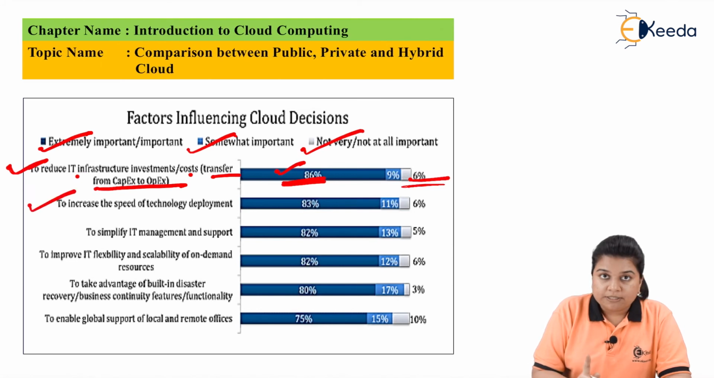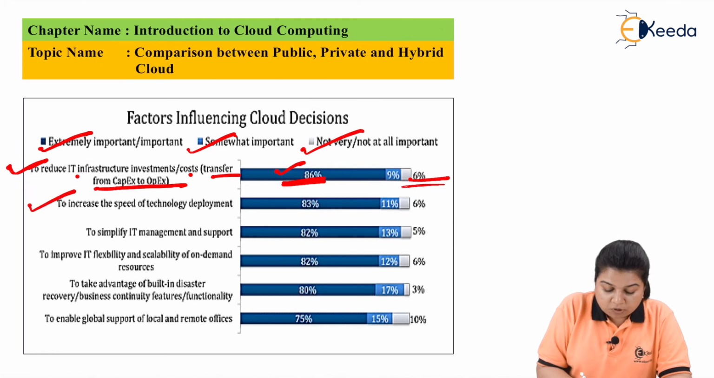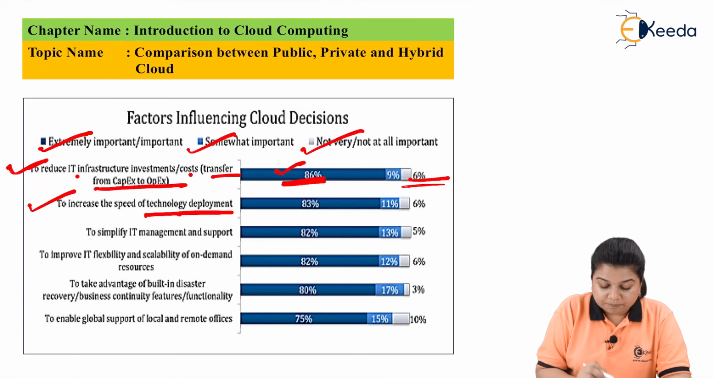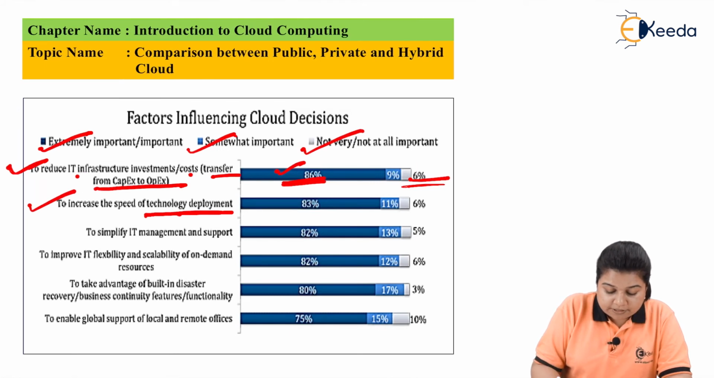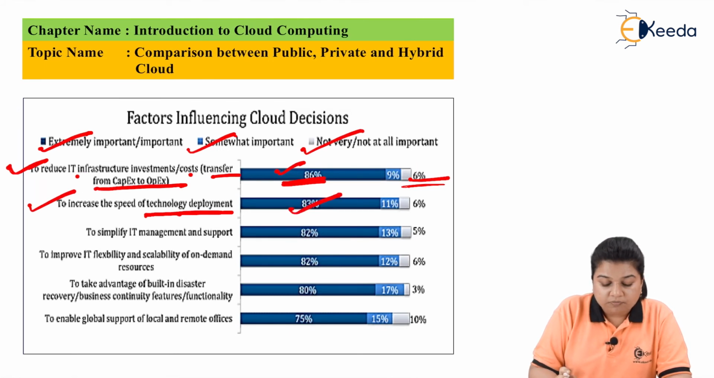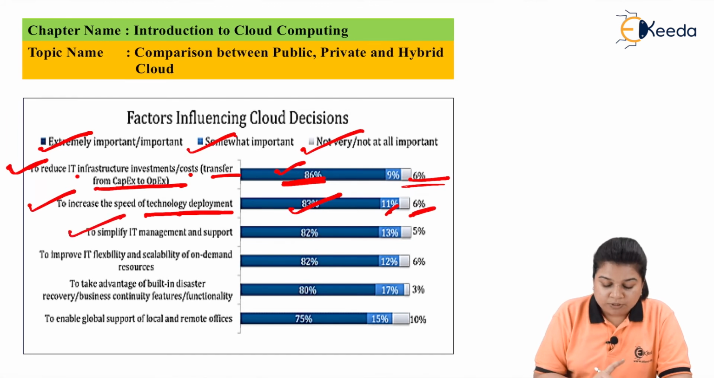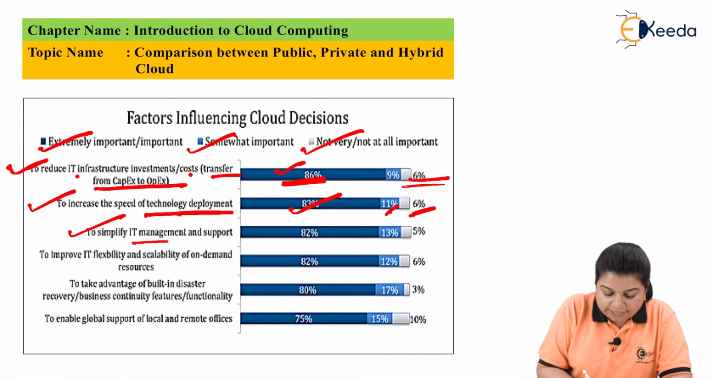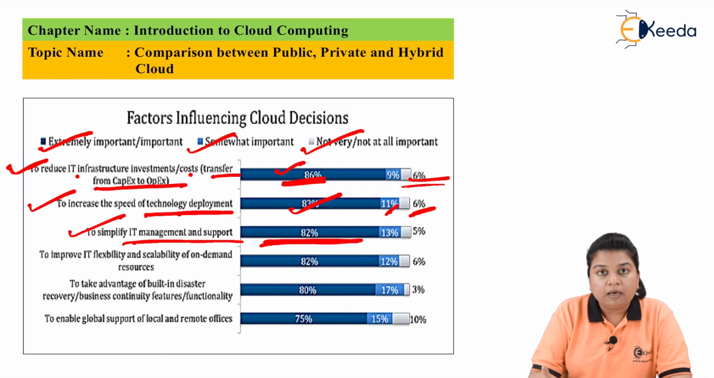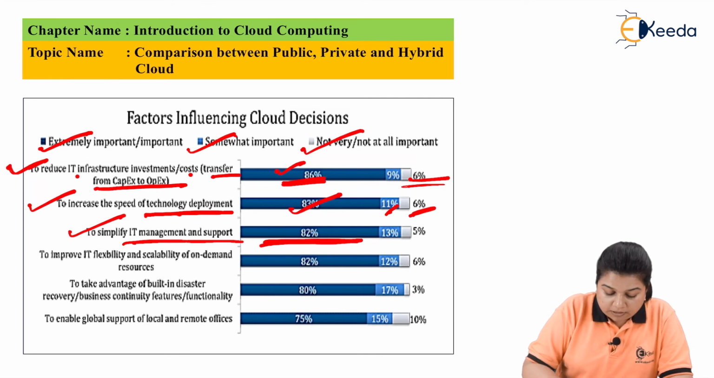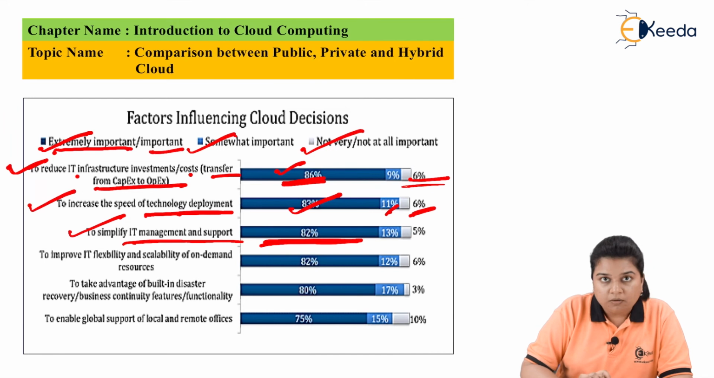The second point which influences the decision is to increase the speed of technology deployment. People consider it 83% very important or effectively important, 11% somewhat important, and 6% not at all important. The third point which influences the decision is to simplify IT management and support. Here 82% feel that it is extremely important or important.